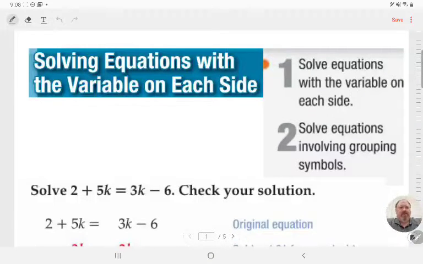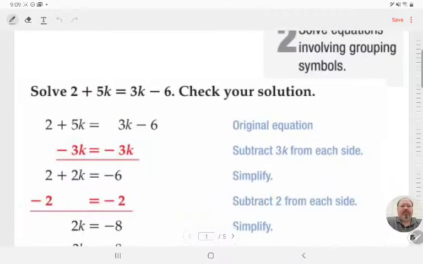Okay, so today we're talking about solving equations with variables on each side. So we're going to solve equations with variables on each side and then solve equations involving grouping symbols. So let's look at the first one.